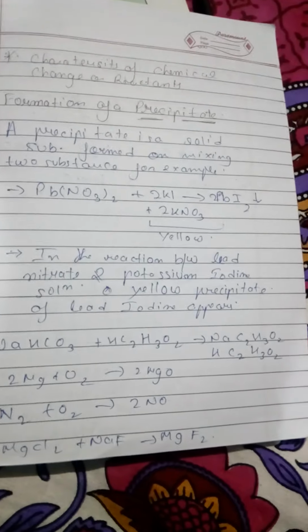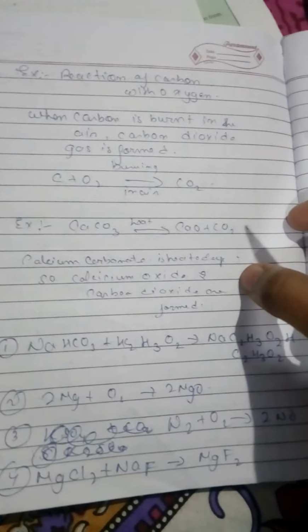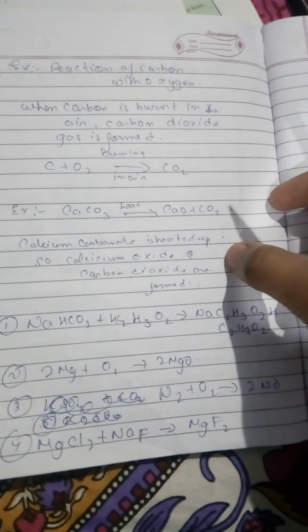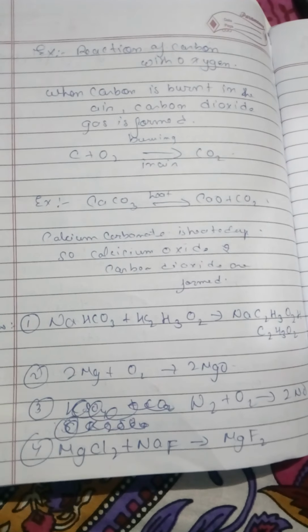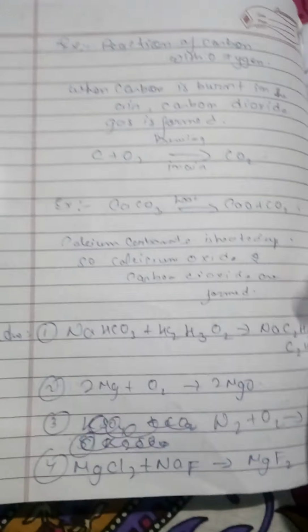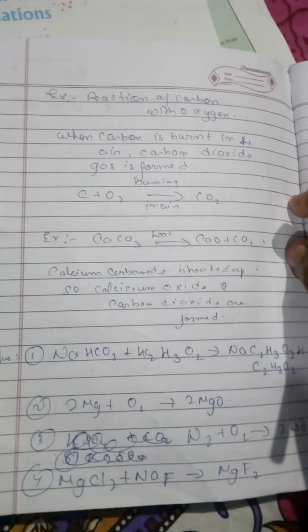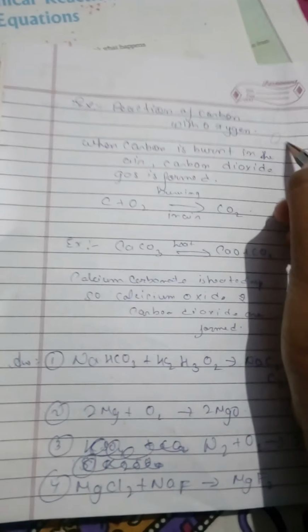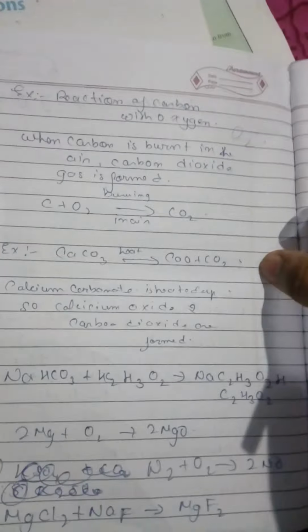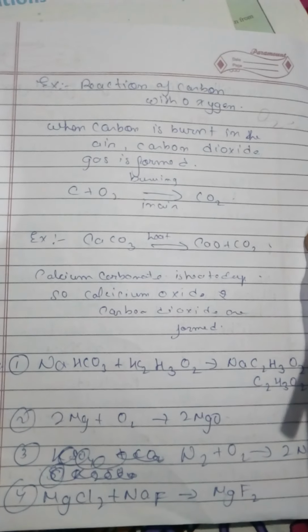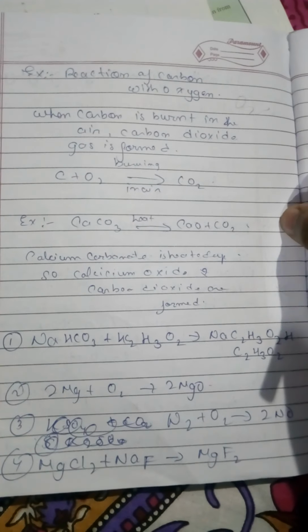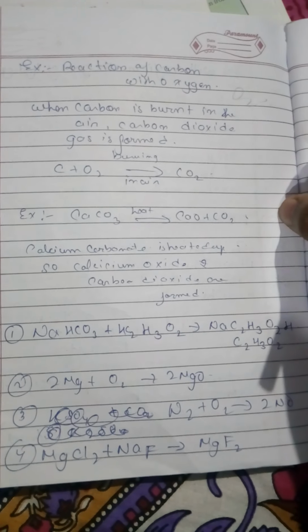Our next topic. Some important theory questions on the reaction of carbon with oxygen. Carbon burnt in the air. When carbon is burnt in the air, carbon dioxide gas is formed. C + O2 → CO2.